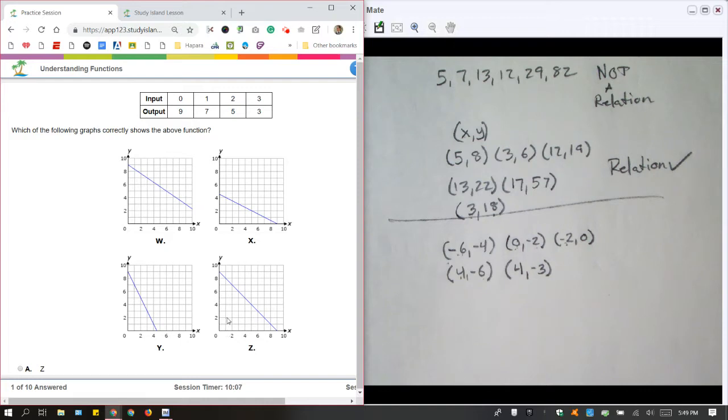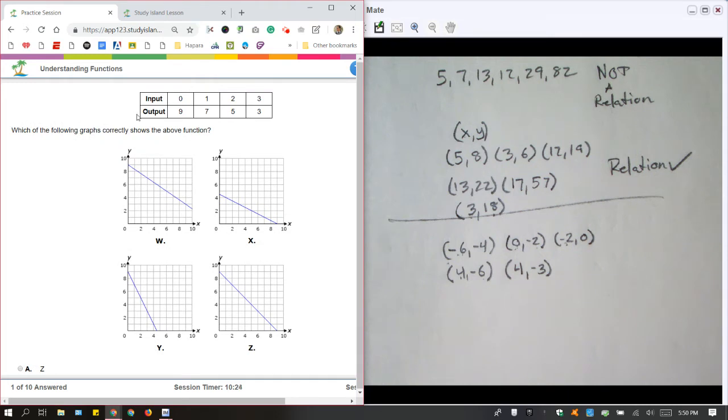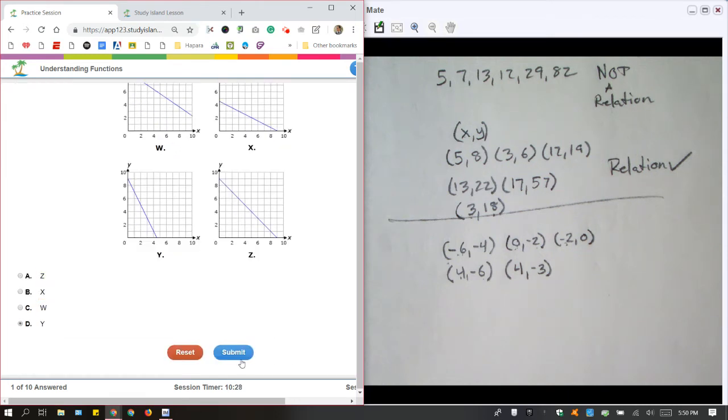And this one, 1, 7. Oh, nope, it doesn't work. This is the only one that hits the first 2. It should also go through 2, 5 and 3, 3, and there it goes through 2, 5. And there's 3, 3. So it's graph Y. That you should know how to do. If you know how to read a table, X and Y, and look at a coordinate plane, you can tell which graph belongs to which one.